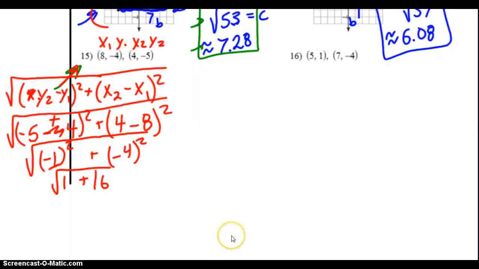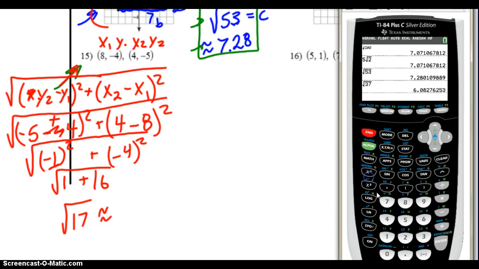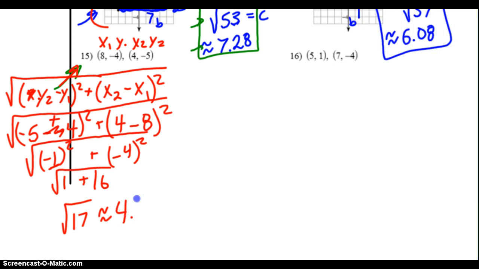And then 1 plus 16 is 17, and so the answer is the square root of 17. And you can leave it like that because we can't factor that. Or you could put it as a decimal, and the square root of 17 is 4.123. So I'll leave it at 4.12 right here. So either of these right here would be your answer, the distance between the 2 points. However, I like to do this a little bit of a faster way.